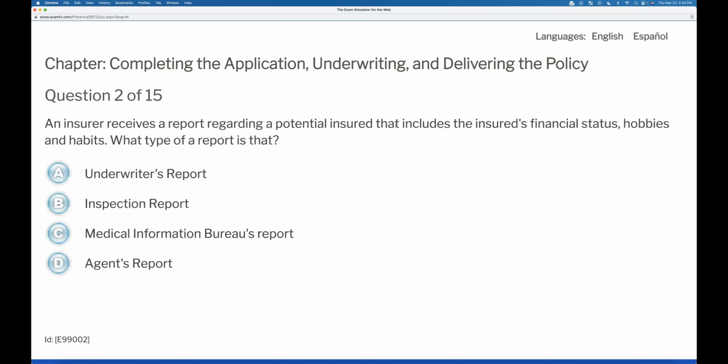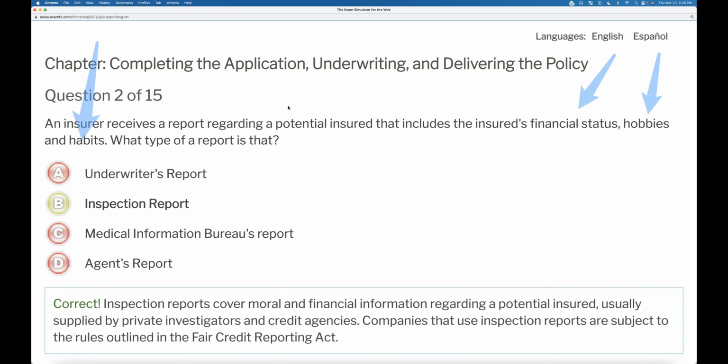An insurer receives a report regarding the potential insured that includes the insured's financial status, hobbies, and habits. What type of report is this? The answer is B, inspection report. Remember? We did it before, Sonny. It's okay, I have to always remember. Now you will never forget. Inspection, exactly. I'm going to circle it so it stays in your brain.